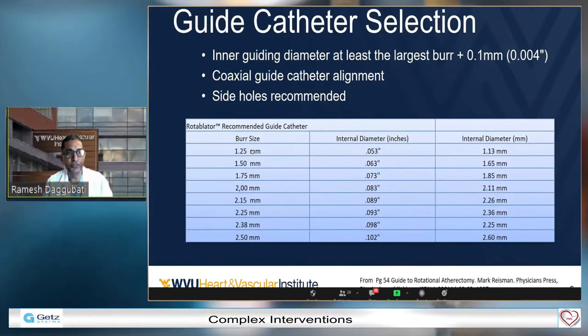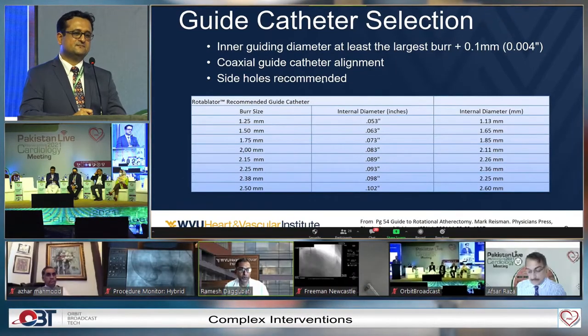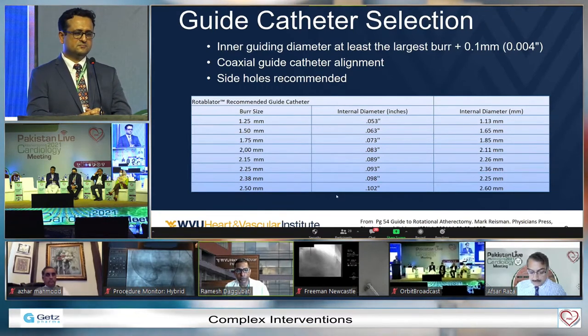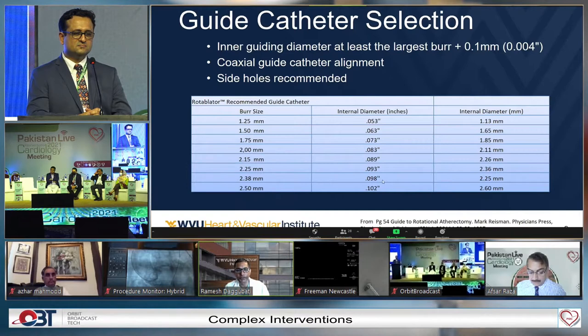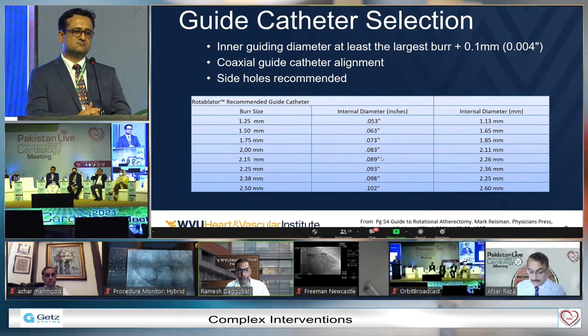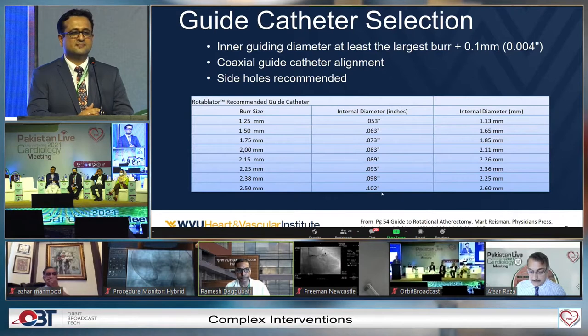How about guide catheter selection? I think the inner guiding diameter should be at least the largest burr plus 0.1 millimeters. So you have to go up. Side holes are recommended by some people. I don't like side holes, but it's up to you. So if you want a 2.5 burr, the internal diameter has to be at least 2.6 millimeters. If you want a 1.25 burr, you can easily do up to 1.75 with a 6 French, especially with the Launcher guide catheters. But after that, you need to upsize to 7 French, and if you do 2.5, it is comfortable to use 8 French guide catheters.